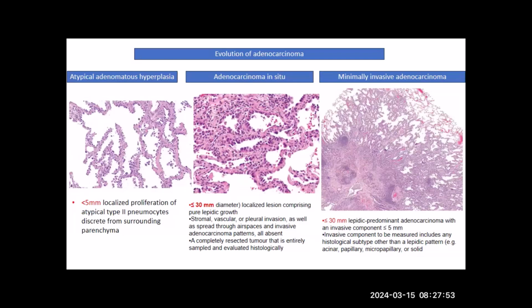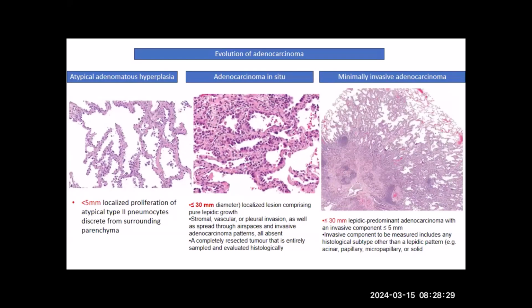So if the growth is less than 3 centimeters, composed of a pure lepidic growth pattern, there is no invasion anywhere. We will see the patterns of invasive adenocarcinoma later, but those patterns should not be seen. In addition, even any focus of invasion like lymphovascular invasion in other parts of the lung, or any spread through alveolar spaces, which we'll talk about later, should not be seen.